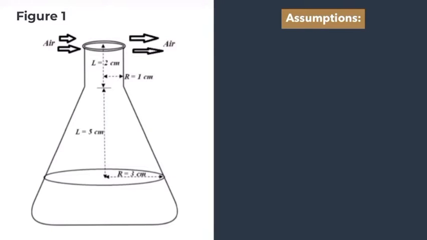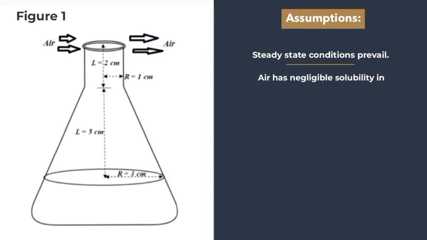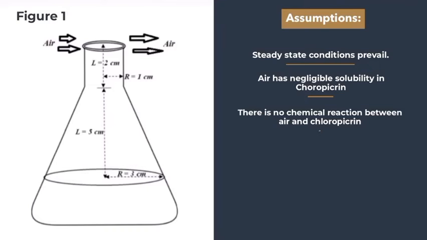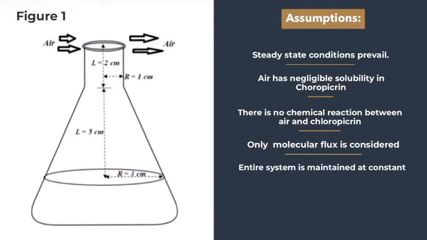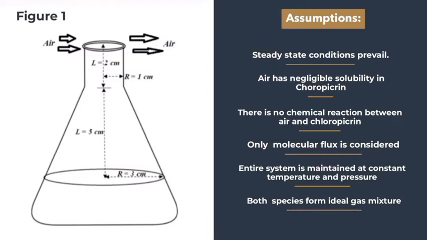Let's write the assumptions. Steady state conditions prevail. Air has negligible solubility in chloropicrin. There is no chemical reaction between air and chloropicrin. As mentioned in the question, only molecular flux is considered. The entire system is maintained at constant temperature and pressure, that is, C equals P by RT. Both species form an ideal gas mixture.